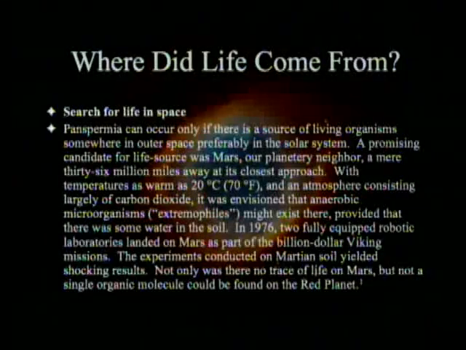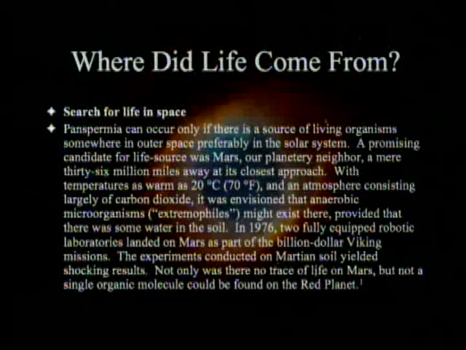Also, interestingly enough, Francis Crick of Crick and Watson fame, the DNA double helix, were also proponents of panspermia. So where did all that life come from? Well, they searched for life in space, and panspermia can only occur if there's a source of living organism somewhere. Preferably in the solar system, because it doesn't take as much time to transport them. They're not as susceptible to cosmic rays along the way and so forth.